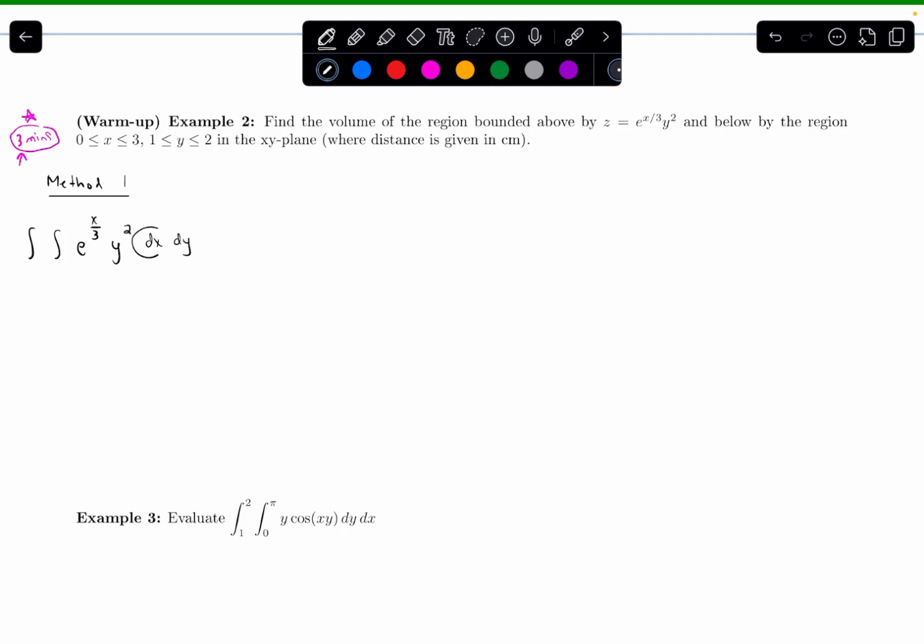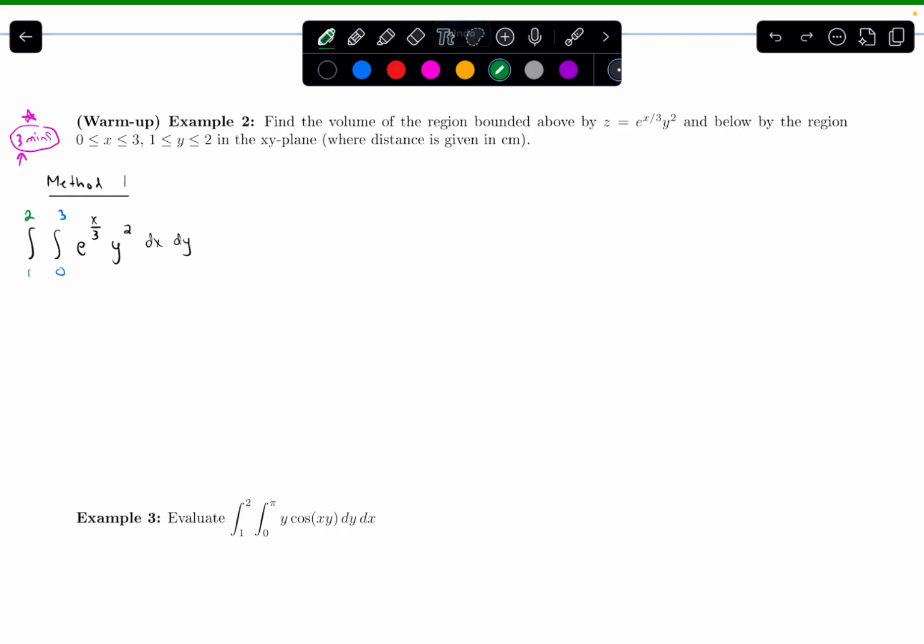And if dx is inside, the inner integral has to be in terms of x, which goes from 0 to 3 here. So x goes from 0 to 3. Normally I'd write x equals and x equals, but as we get more practice with these, we typically tend not to do that to save time. We just keep in mind that these values go with the inner integral, and that has a dx, so they're in terms of x. So the outer one is in terms of y, and those values go from 1 to 2 in this problem.